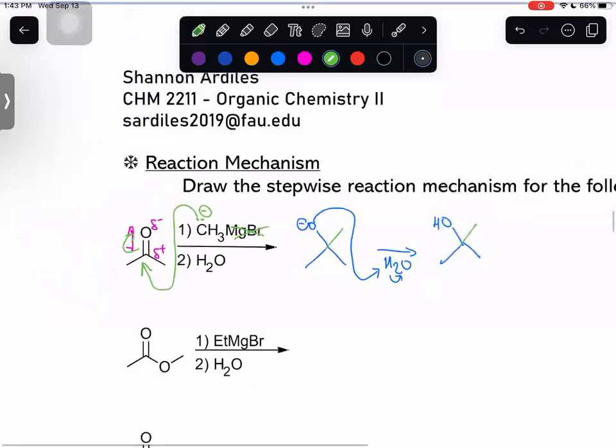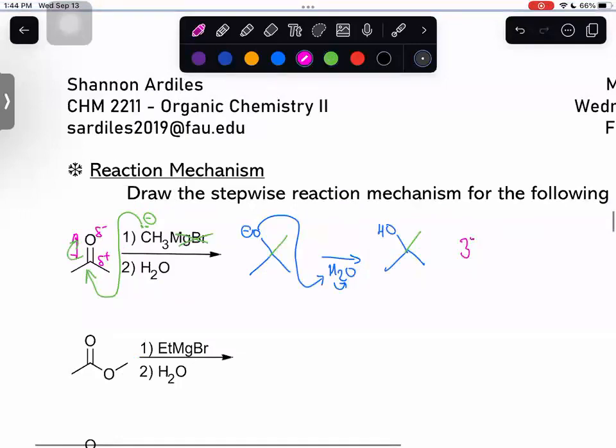What kind of alcohol is it? It has three R groups, exactly. Whenever we're finding the degree of the alcohol, we look at the carbon attached to that oxygen. So this guy is a tertiary alcohol. Okay, so far pretty simple mechanism, right? Questions on it?